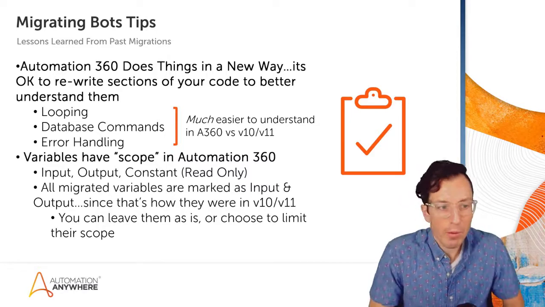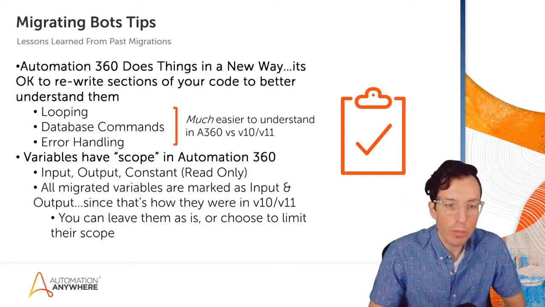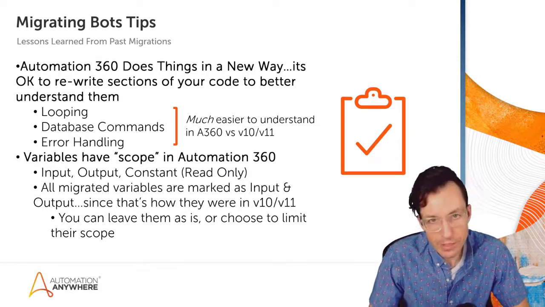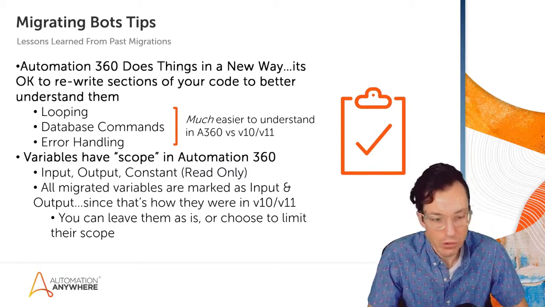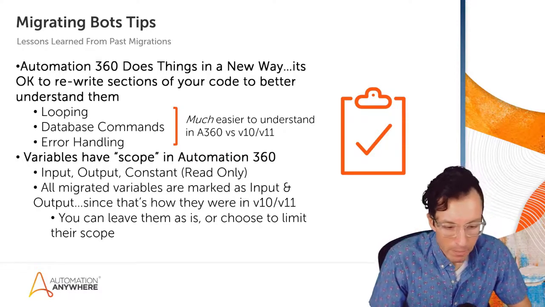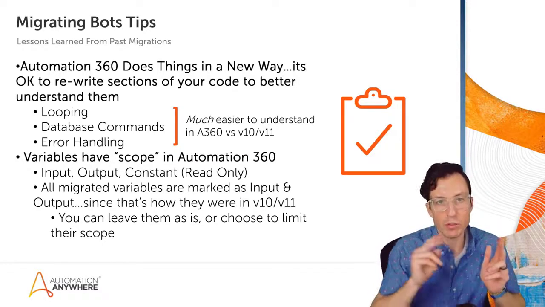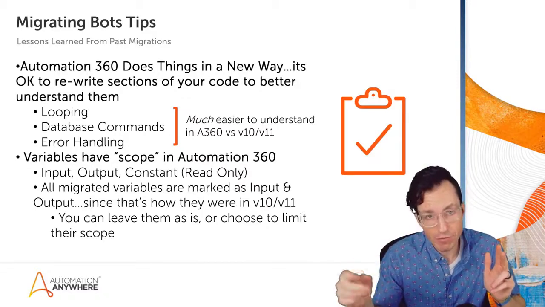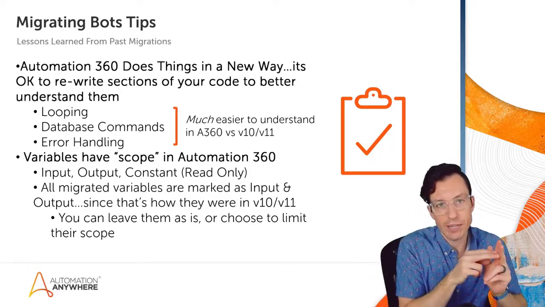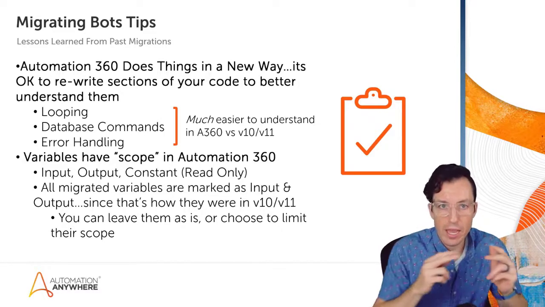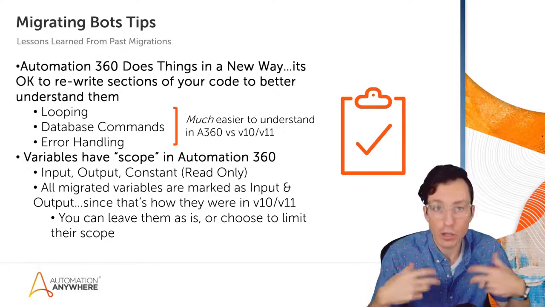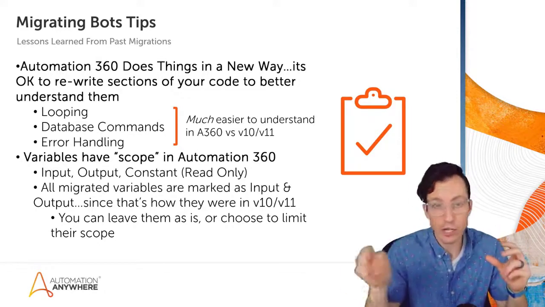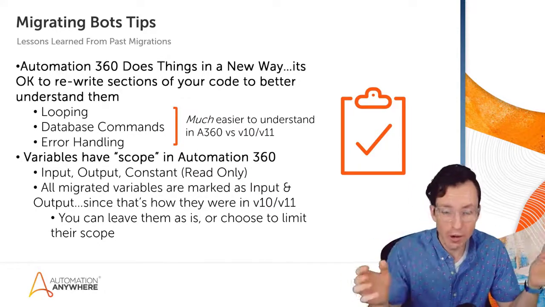The last tip I want to cover is that variables have scope in Automation 360. And so this is a concept that's a little bit different than the way things were done in version 10 and version 11. In version 10, if I mapped a variable to a subtask, and that subtask made a change to that variable, it would automatically be reflected in my parent task. And that was very similar to what you would call a global scope in other programming languages, in that if that variable changes anywhere, it's going to change everywhere.